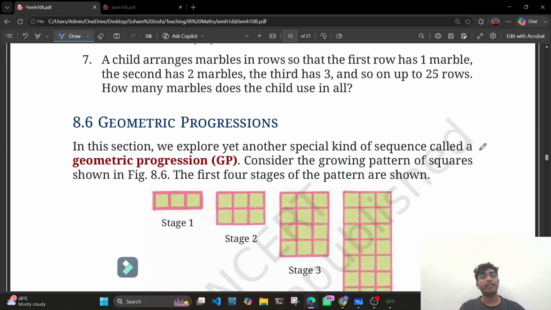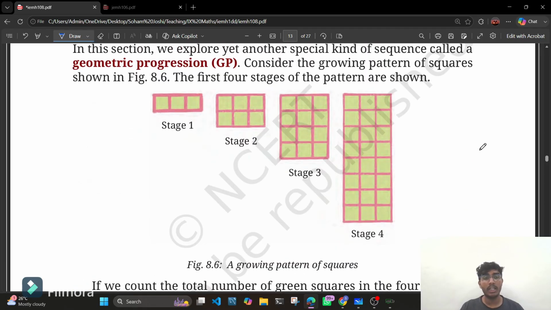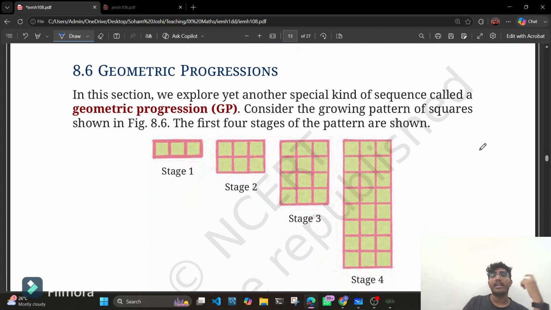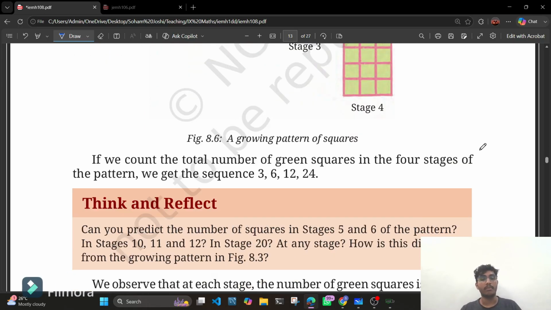Next up, we have geometric progressions. Geometric progression is also a special kind of sequence in which we get the next term by multiplying a constant number to the previous term. Each term is derived by multiplying a constant number to the previous term. As we saw in AP, that is arithmetic progression, we used to add one number. Here we multiply a constant number to the previous term and get the next number.